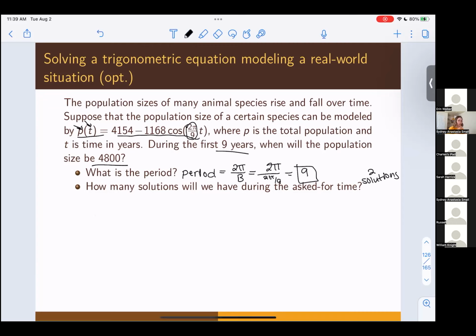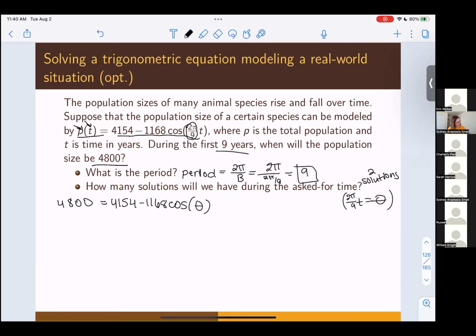All right. Now that we've addressed that, because it wanted during the first 9 years, let's think about picking apart this problem. What am I given? I'm looking for when my population size will be 4,800. So I know I'm going to set this equal to 4,800. And then that's all I really know. So I'm just going to write 4,800 equals 1454 minus 1168 times the cosine. I don't want to work with 2 pi over 9 t. So I'm just going to set that equal to theta. Make a little note over here: 2 pi ninths t is equal to theta. Again, we will undo that substitution later after we've done the hard work with our inverses.